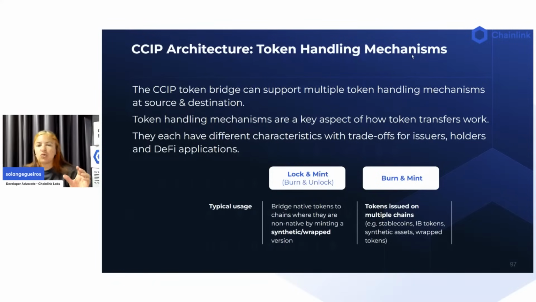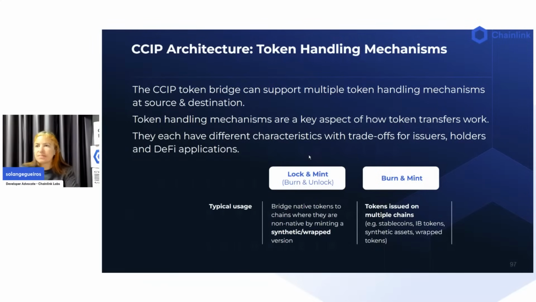We have two mechanisms for handling tokens. One is the lock and mint, the other is the burn and mint. We are using this today. With lock and mint, you are locking in one chain and unlocking in the other, or you are burning in one chain and minting in the other.